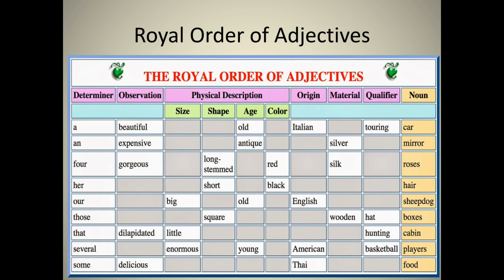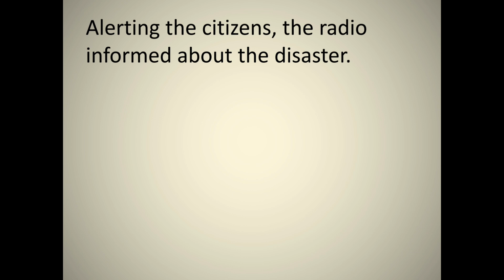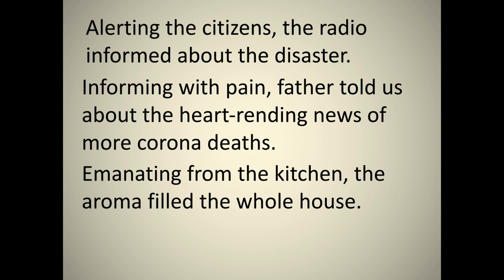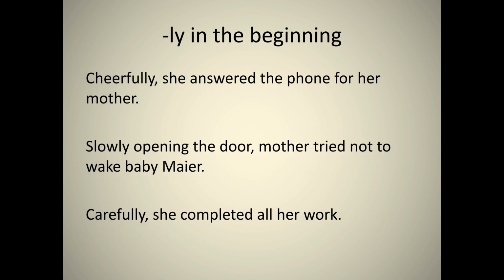The first tip was that we can use more than one adjective in a row at the start of the sentence, and if we are doing that, we need to take care of their order. The order that is famous and that we should take care of is the royal order of adjectives. These were the examples that we shared. Then the second tip was using ing phrases at the start of the sentence. We can also use these ing phrases at the end of the sentence, and this was our tip number 3.